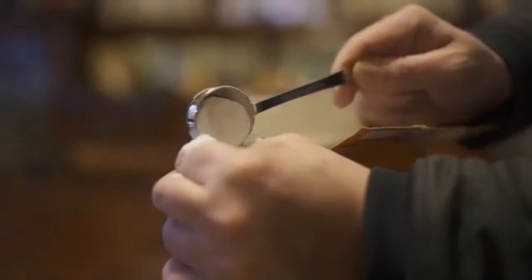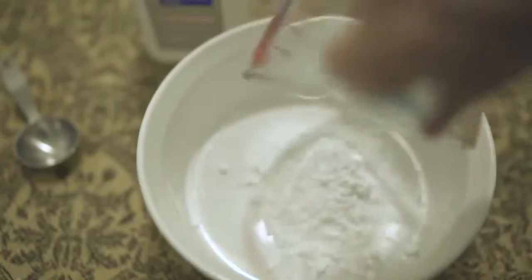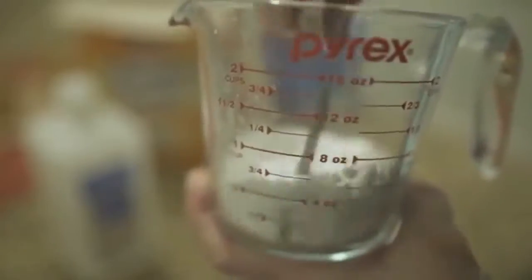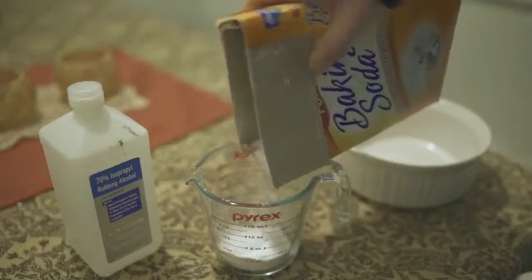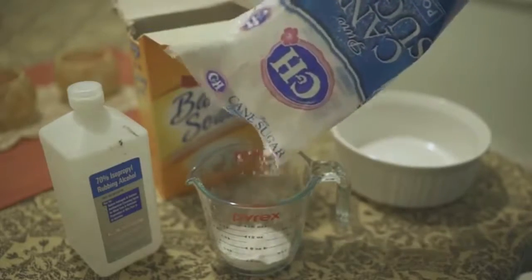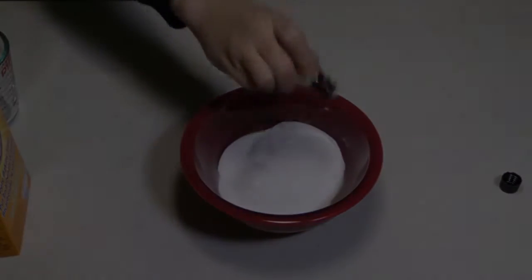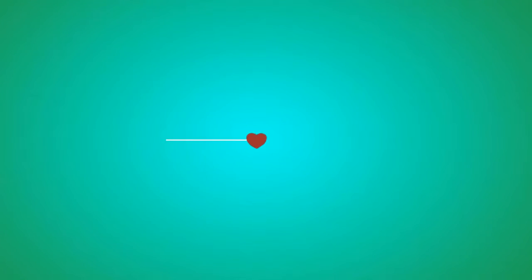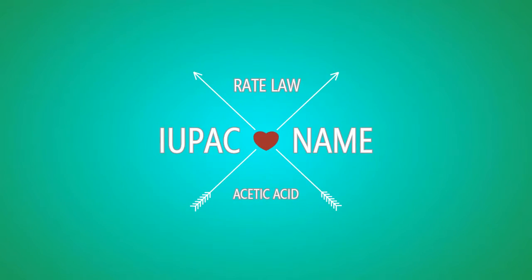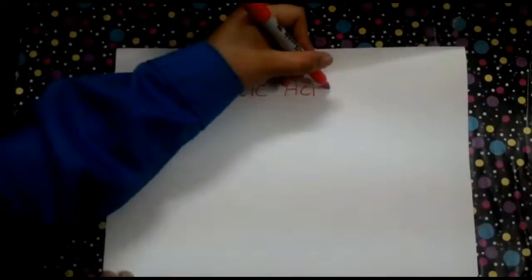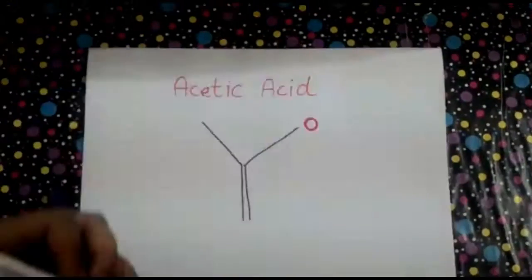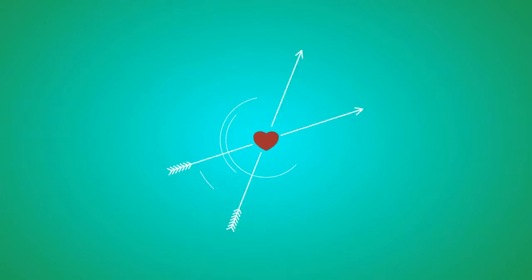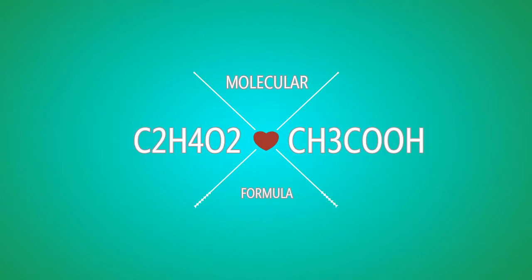Okay, firstly I would like to introduce to you guys what vinegar and sodium bicarbonate are. Those are the chemicals that we are going to use throughout this video, as stated in the question for this assignment. In this picture, this is vinegar. It is also called acetic acid. Acetic acid is the IUPAC name. Okay, now I will draw for you the structure of this acetic acid. The molecular formula is C2H4O2 or CH3COOH.